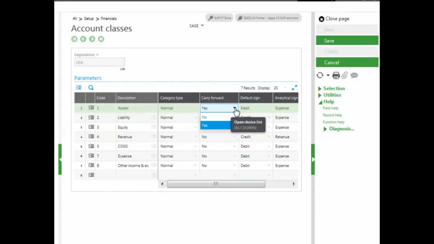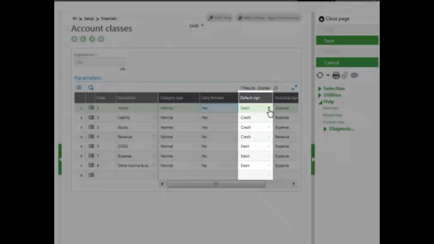The carry forward determines how the account behaves at year-end closing. If set to yes, the account maintains its account balance, which usually represents your balance sheet accounts. If set to no, the account is zeroed out at the year-end and usually represents your profit and loss accounts.